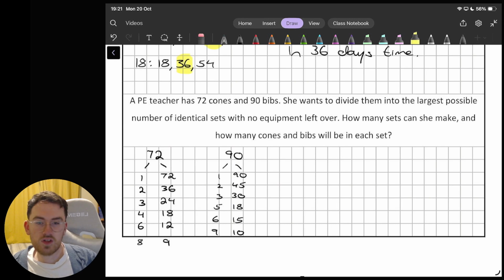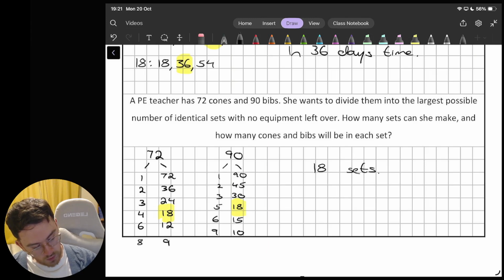So again, we're looking for the largest number that divides into both of them. There, that seems to be 18. So we can make 18 sets with 3 cones and 5 bibs.